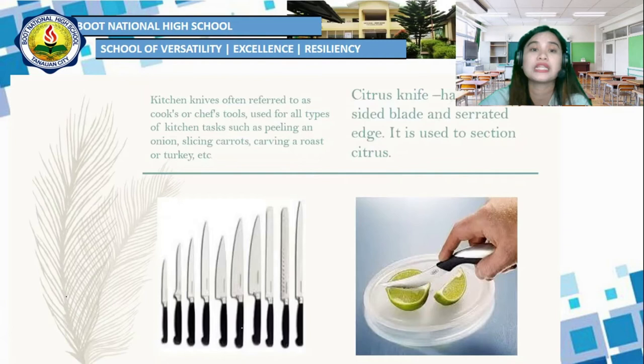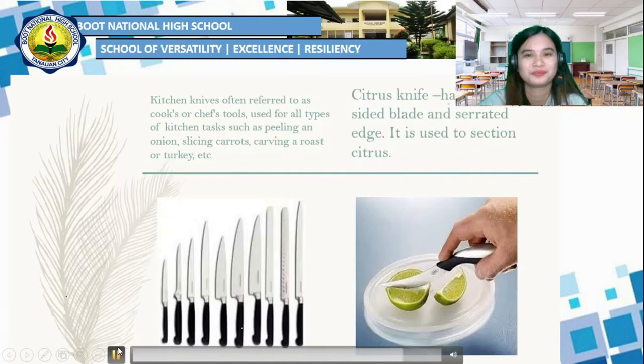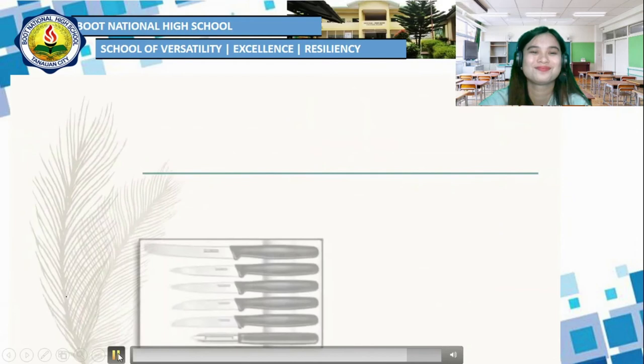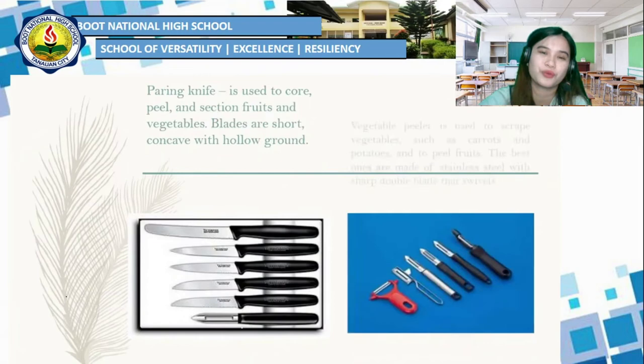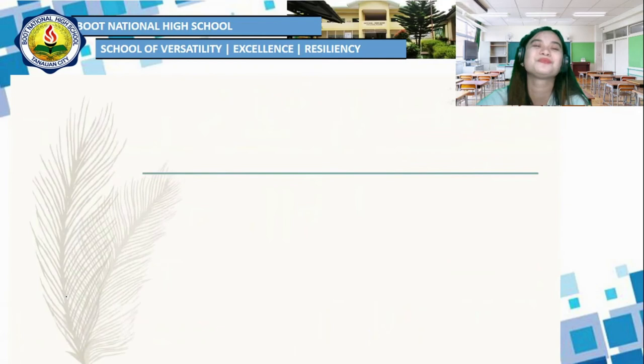And of course, we have the citrus knife. It has a sided blade and serrated edges. It is used to section the citrus. Okay, now let's have here the paring knife, used to core, peel, and section fruits. And of course, the vegetable peeler, which is very common, used to peel.